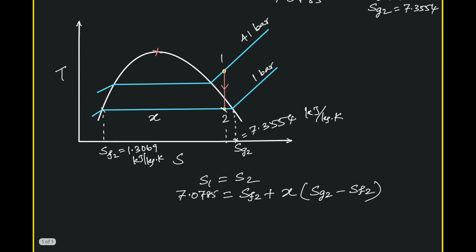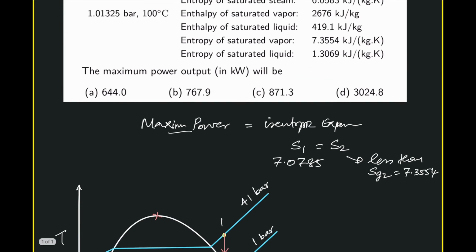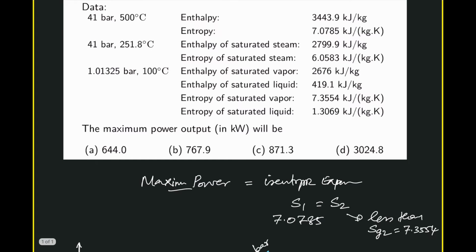We can solve this based on the available data of SF2 and SG2: 1.3069 plus X into 7.3554 minus 1.3069. The left-hand side is 7.0785, which is the entropy of the inlet vapor.